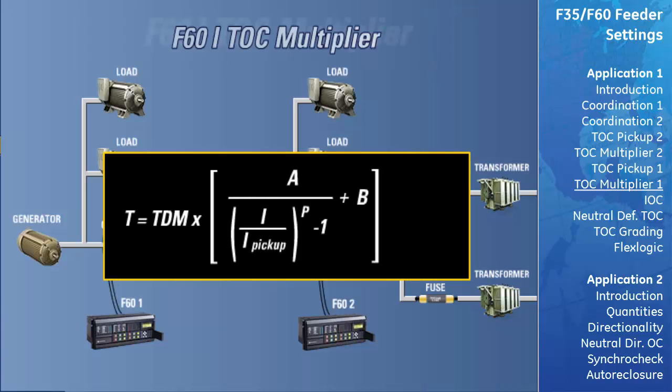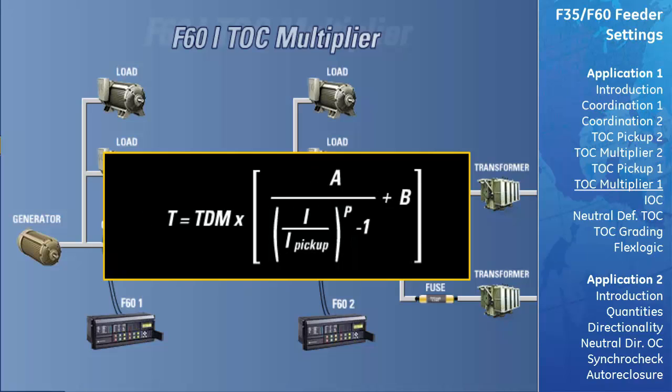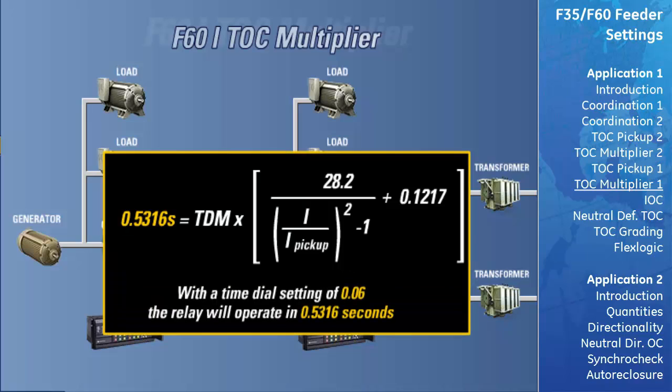We again use the IEEE extremely inverse formula and work backwards from the desired operating time of 0.5363 seconds, where A equals 28.2, B equals 0.1217, and P equals 2. Plugging the values into the formula results in a calculated time dial or time multiplier of 0.06 for the F60 I relay.